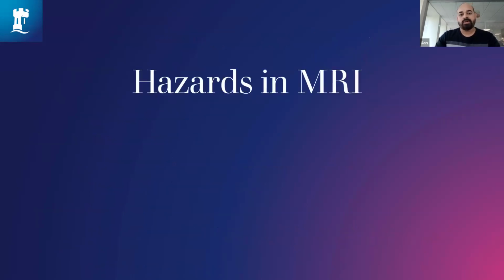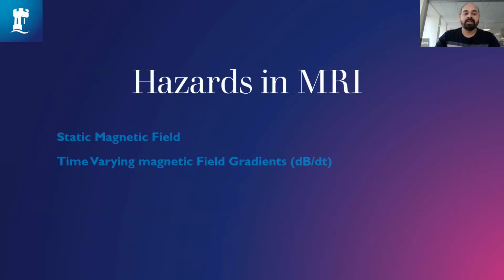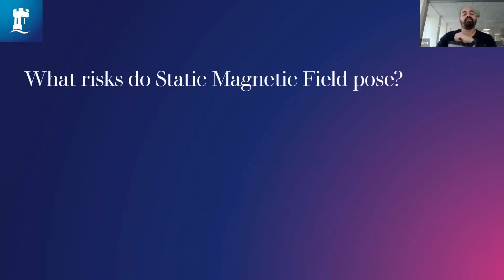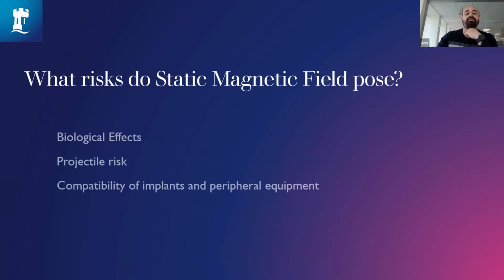Going forward, what are the hazards in MRI? You have the static magnetic field, the time-varying magnetic field, or what we call gradients, and the radio frequency magnetic field. Now, what risks does the static magnetic field pose? They have biological effects, which I will again mention when I talk about the gradient fields, but in a slightly different context. You have the projectile risk from the large magnet that sits there, and you have the implant compatibility risk when they are taken into the MR environment.